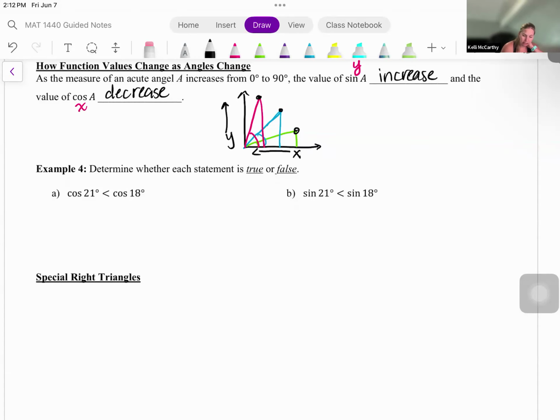Determine whether each statement is true or false. Cosine of 21 degrees is less than cosine of 18 degrees. Well, we just saw that as our angle increases, the value of cosine decreases. So cosine of 21 is going to be smaller than cosine of 18. Is this inequality true? A smaller value is less than a larger value. This is true.